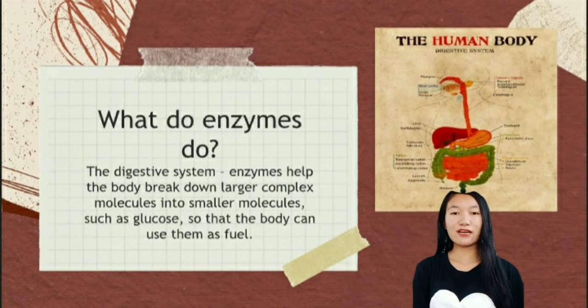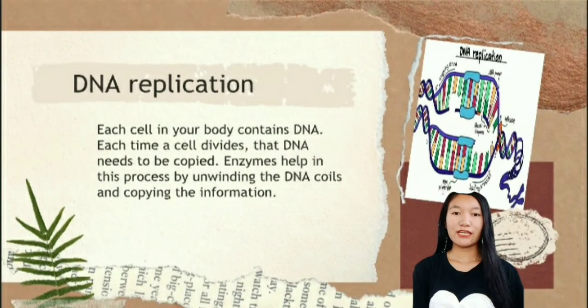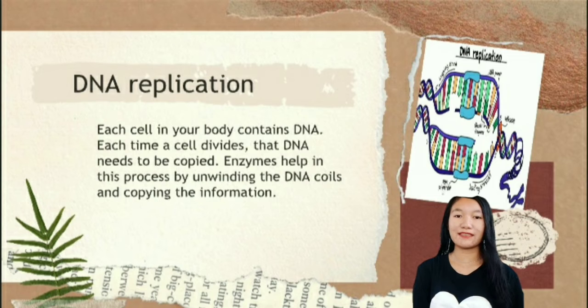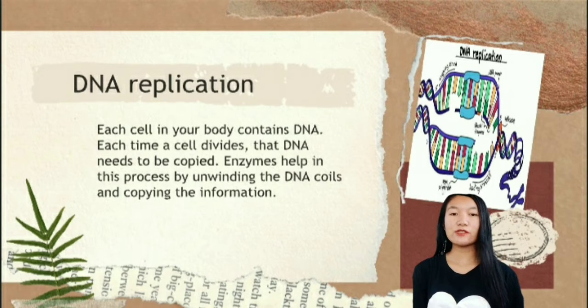The second one is all about DNA replication. Each cell in the body contains DNA. Each time a cell divides, that DNA needs to be copied. Enzymes help in this process by unwinding the DNA coils and copying the information. DNA replication is a very complicated process that involves several enzymes and other proteins. It occurs in three main stages. The first one is initiation, second is elongation, and the third is termination.